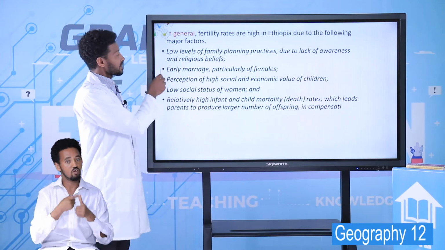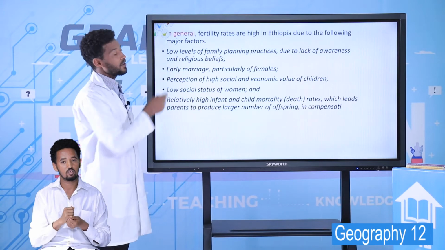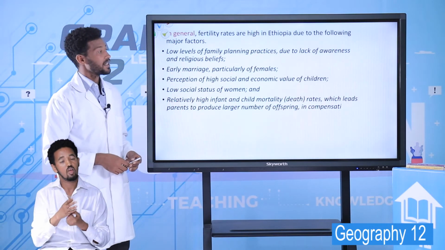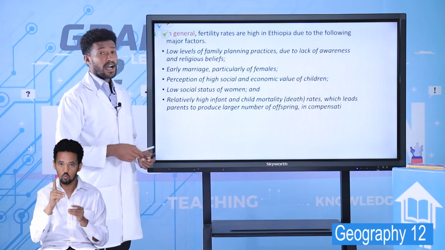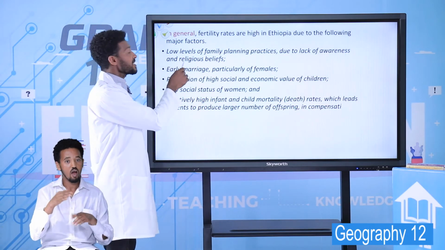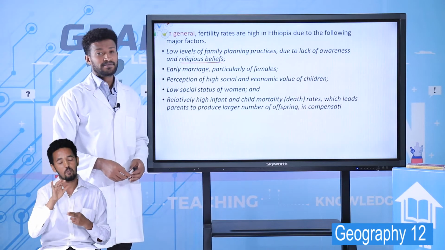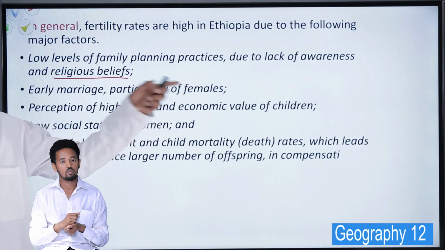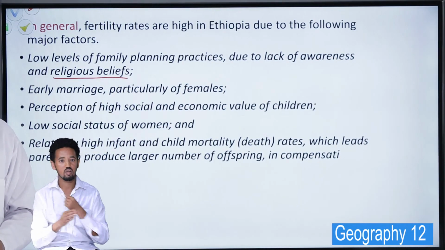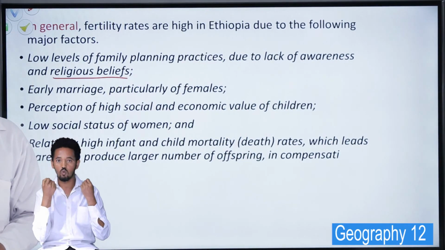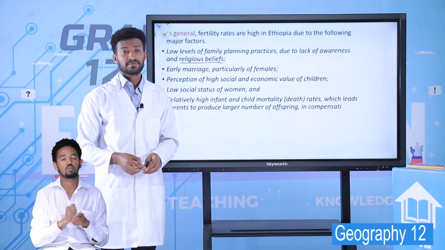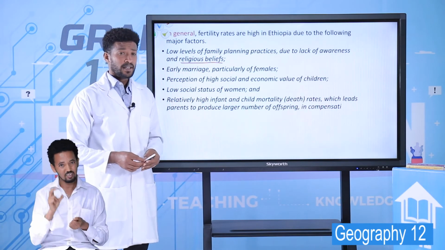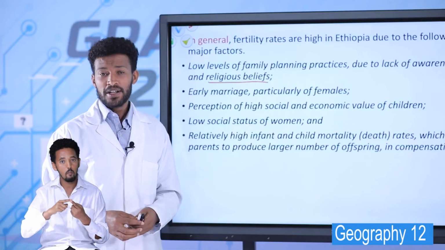The first reason is low level of family planning practice. This is due to the lack of awareness and due to religious beliefs. Awareness means that most of our country's population may have a low amount of awareness in relation to fertility. In religious belief, there are certain religions which encourage people to bear more and more children.